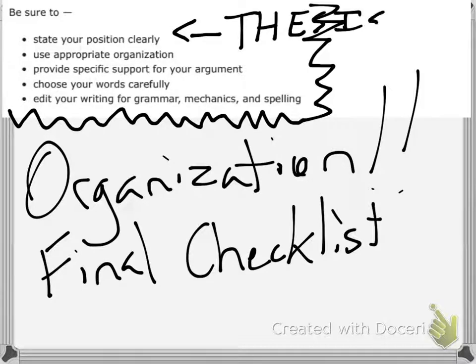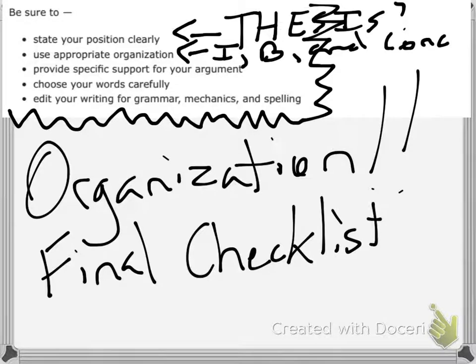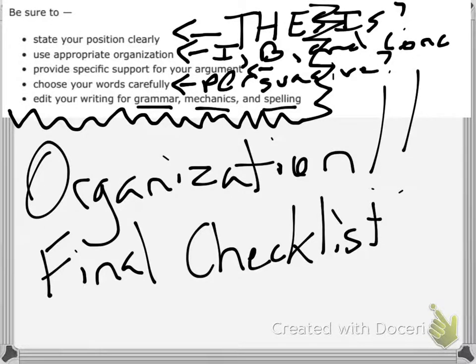So do you have a thesis statement? Use appropriate organization. We'll get into this more. So that means an effective intro, body, and conclusion. Do you provide specific support? Do you have words that are persuasive words? That's what it means by choose your words carefully. Are your words persuasive? And then edit your writing for grammar, mechanics, and spelling. That's the simple standard stuff there.